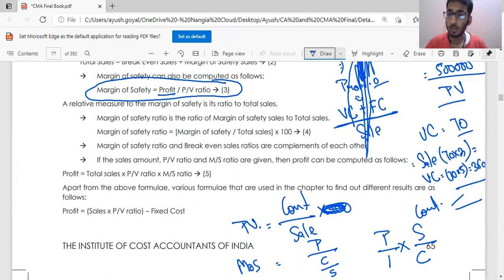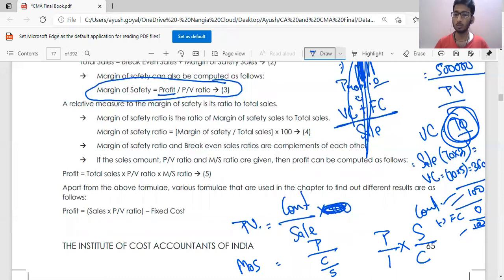Now we know that after 30 units, while we are calculating margin of safety, we completely eliminate fixed cost because we have left the fixed cost up to the break even point. After that, only variable cost would be there, so there would not be any concept of fixed cost. That's why the contribution would be equal to profit. Suppose contribution is 100 rupees, minus fixed cost, it would be 0 specifically for margin of safety. I'm calculating it only for 70 units, so fixed cost would be 0 and profit would be 100. So contribution would be equal to profit.